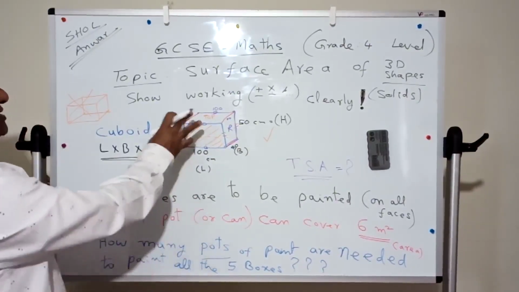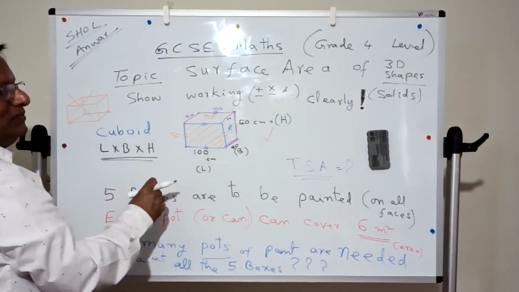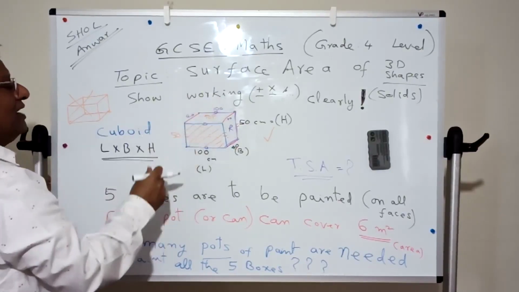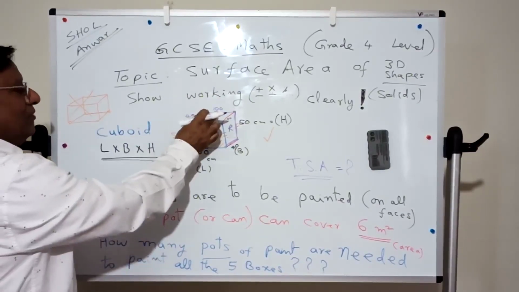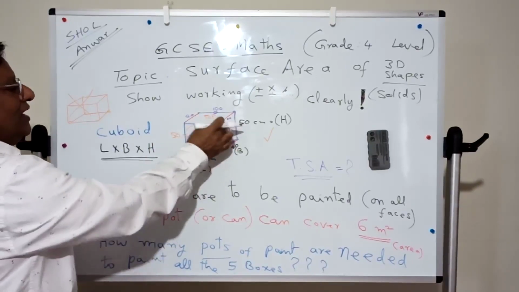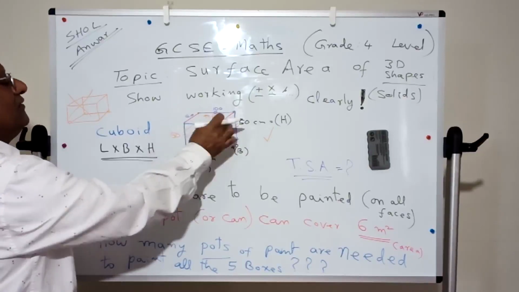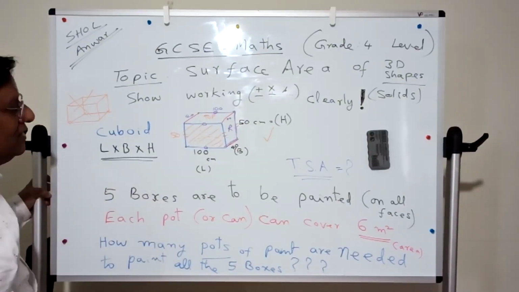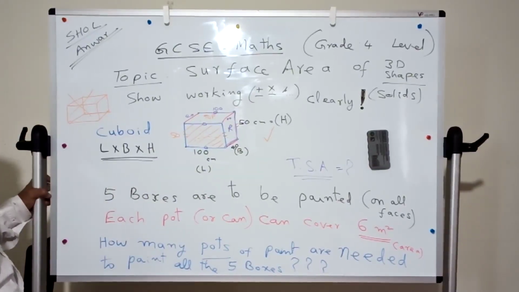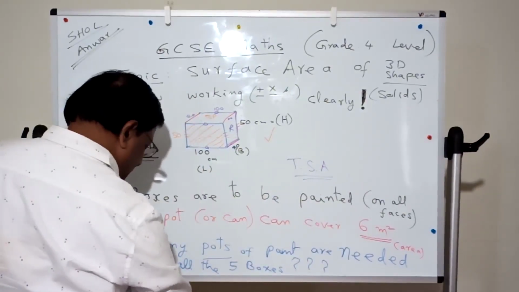But luckily, because it is symmetrical, if you find the front, just multiply by 2, so you get front and back. If you get the top, just multiply by 2, because you get top and bottom. Then multiply the right side surface by 2, so you get the left and right surface areas. That way you can find the total surface area of each box. That is what you have to find out first.